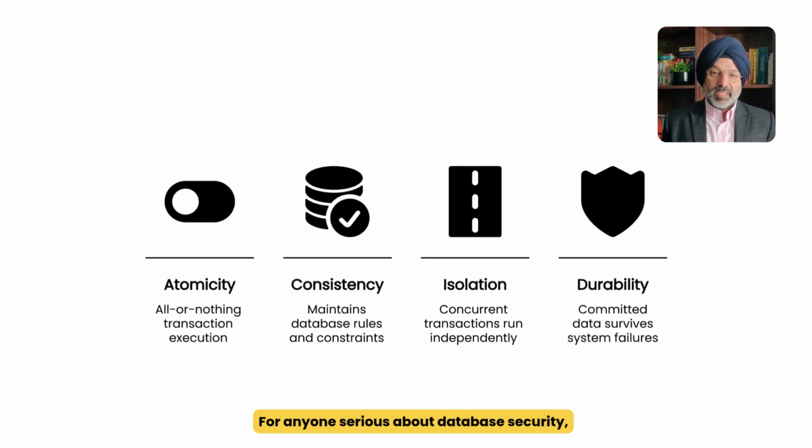For anyone serious about database security, understanding the fundamental principles of ACID properties will give you a significant edge in securing database systems. They form the acronym ACID: Atomicity, Consistency, Isolation, and Durability. Let's explore why these properties matter for cybersecurity professionals and how their absence creates vulnerabilities that attackers can exploit.